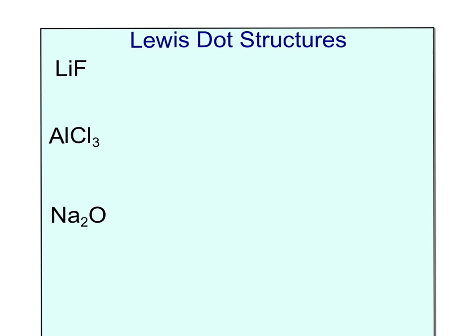Here are a couple more examples where we can draw the Lewis dot structure and we can show that electron transfer. So lithium fluoride, you would draw a lithium and a fluoride. Lithium has 1 valence electron. Fluorine has 7. Again, I'm just looking at what group they're in. Lithium forms a charge of +1. Fluoride is -1. Gain 1, lose 1. Lithium will lose for fluorine to gain. Everybody's got a full octet.